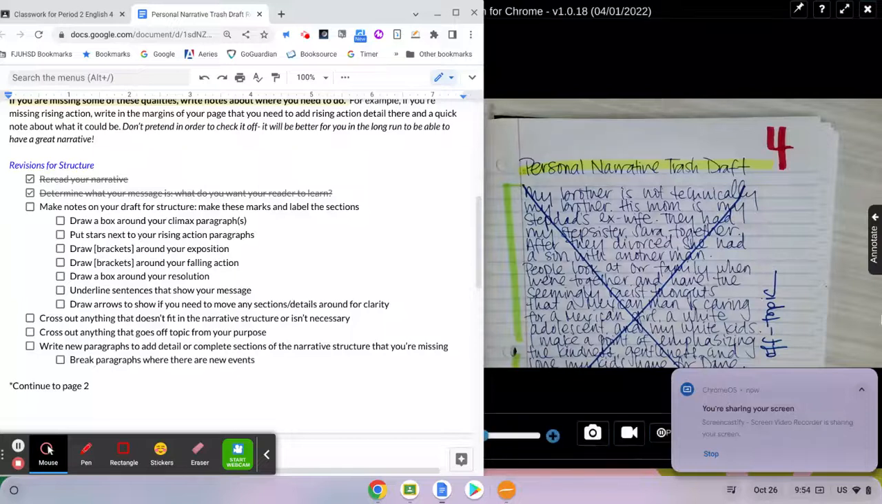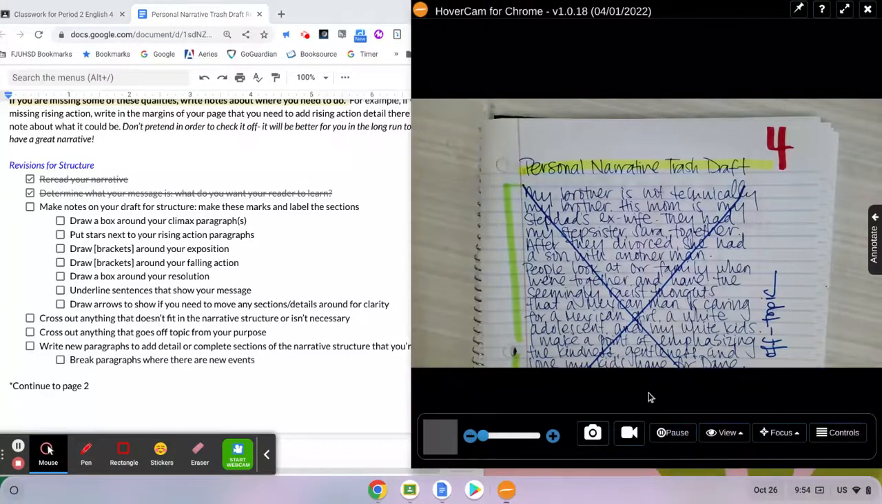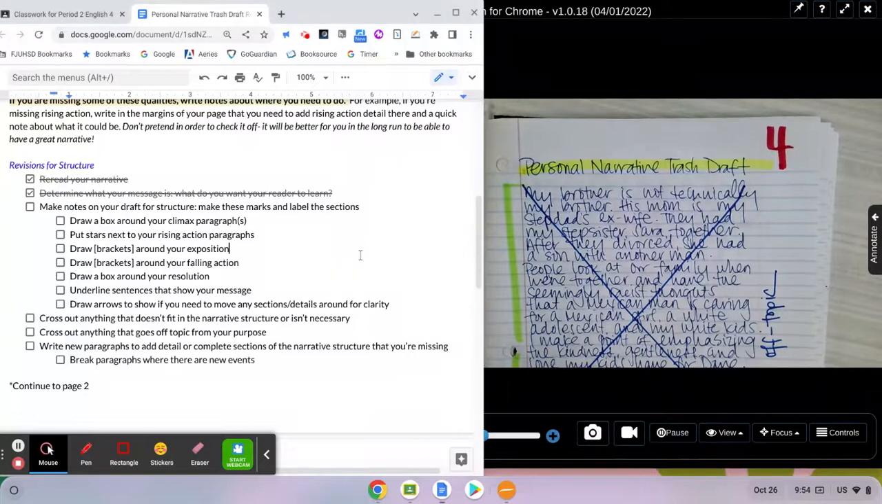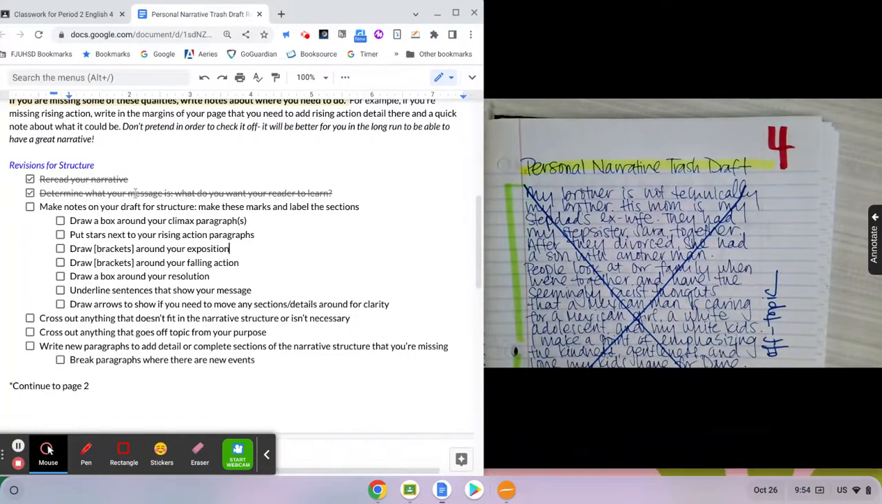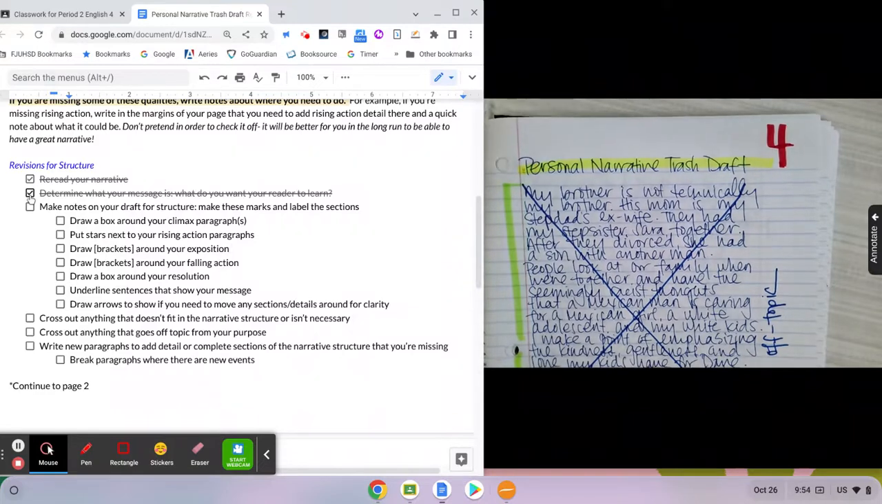We're going to talk about using the revisions checklist in order to make revisions to your personal narrative trash draft. So I've done the first two steps in my checklist. I'm starting with revisions for structure. So I reread my narrative, so I checked it off, and then I determined what my message is.